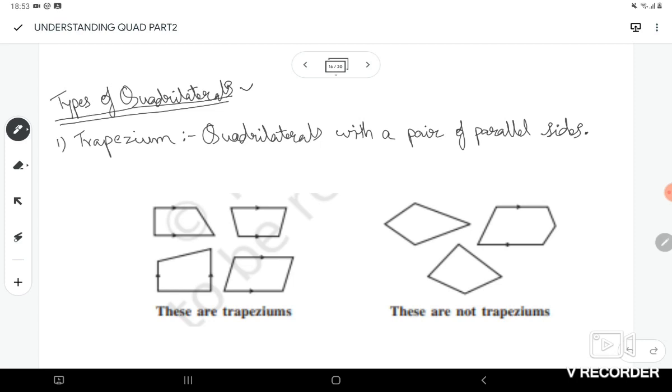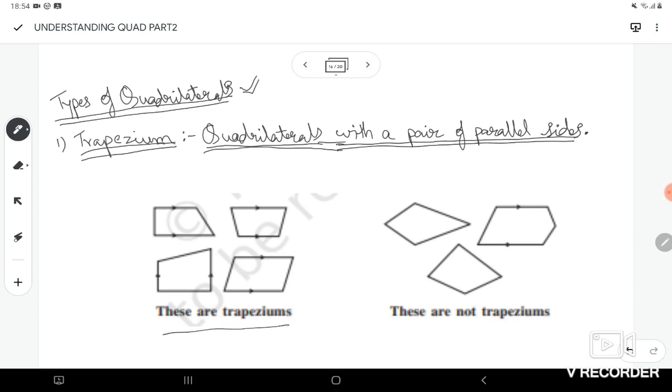So first is the different types of quadrilaterals that we have to study. The first type is trapezium. So what is a trapezium? A trapezium is a quadrilateral with a pair of parallel sides. That is, one pair of sides has to be parallel. For the other pair, we don't know.